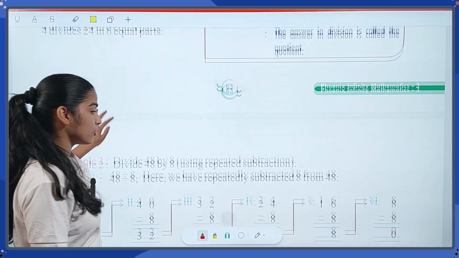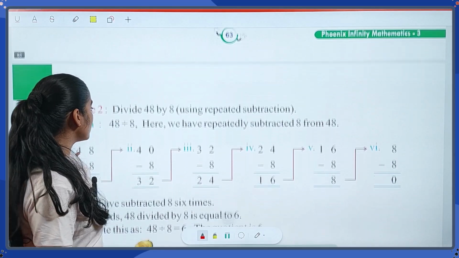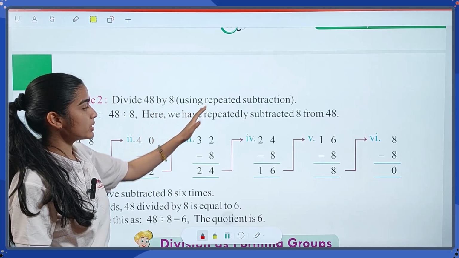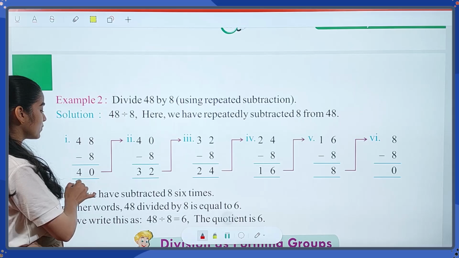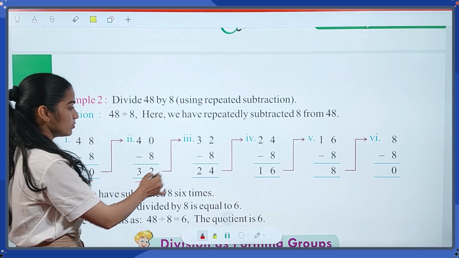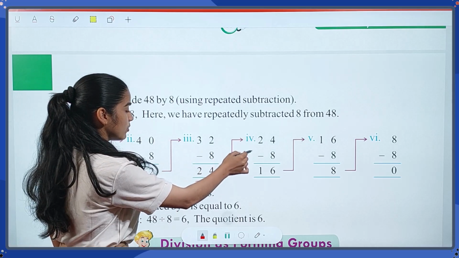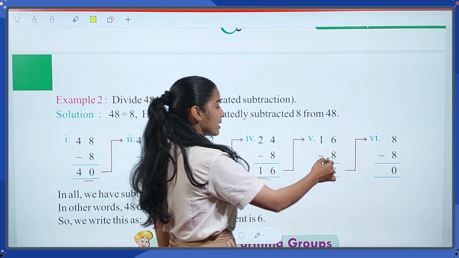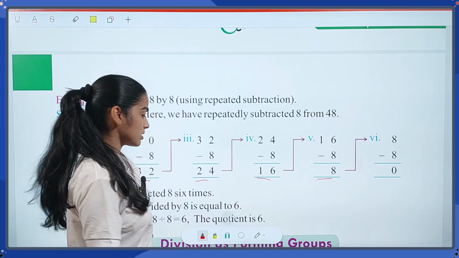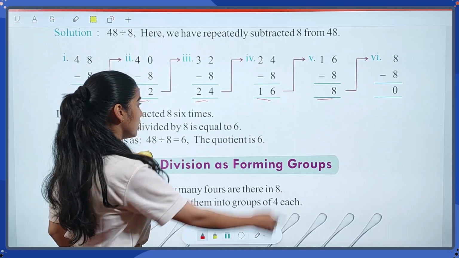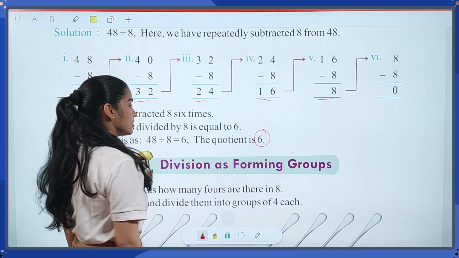Okay students, I hope it's clear to you. Now divide 48 by 8 using repeated subtraction. Again, you have to follow the same process. 48 minus 8 is 40, 40 minus 8 is 32, 32 minus 8 is 24, 24 minus 8 is 16, 16 minus 8 is 8, and 8 minus 8 is 0. You do this in the same way and you will get your answer. You get 0 at 6 times.